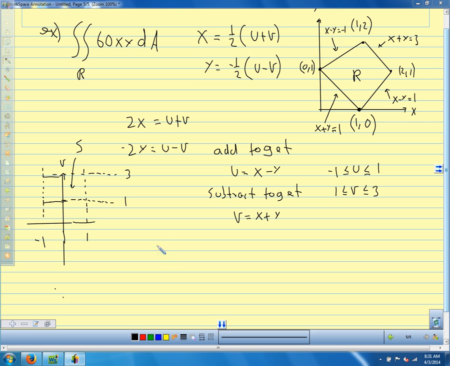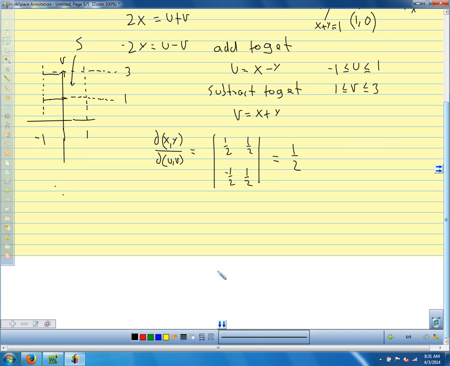And I need to calculate my Jacobian, d(x,y)/d(u,v), and I get the determinant similar to the example we did before. My partial derivatives are 1/2, 1/2, negative 1/2, 1/2, and this evaluates to positive 1/2. So now I need to substitute my x and my y in terms of u and v into the integral. My Jacobian is 1/2, and my limits of integration are 1 to 3 on v and negative 1 to 1 on u. So I'm going to substitute this into my integral.